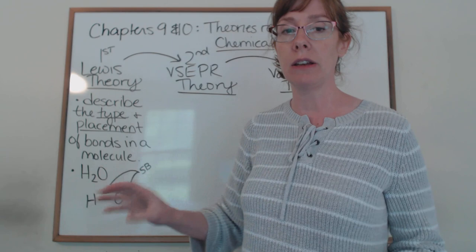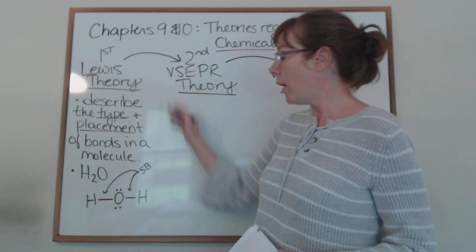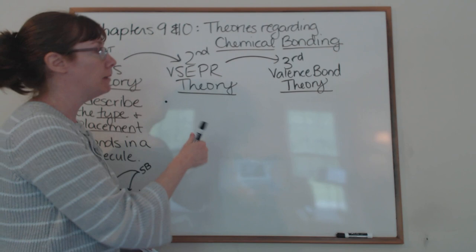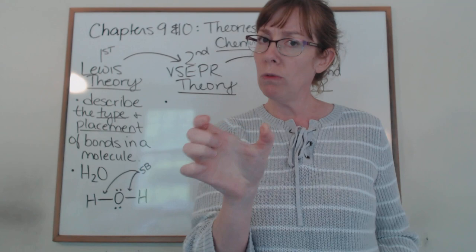Where are the lone pairs? Where are the bonds? What type of bonds are they? But that's as far as Lewis theory takes us. Now, when we are able to learn about what type of bonds hold the molecule together and where they are, we can then apply a little bit more complex theory. These all increase in complexity, by the way. As you move from this to this to this, you get more and more complex, but also you get more and more detailed about what you know about the molecule.